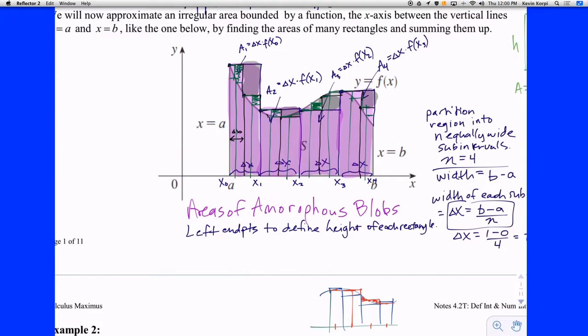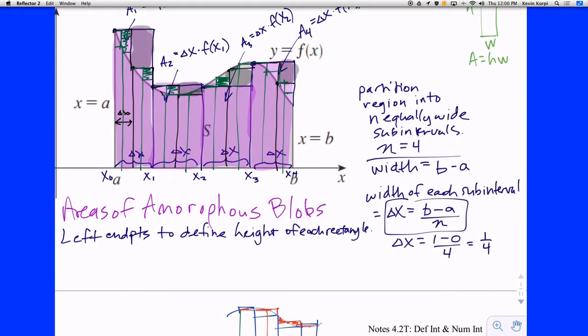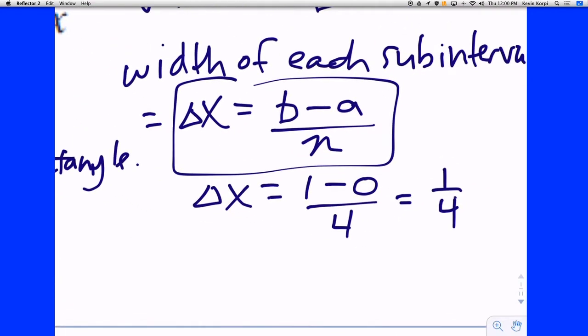But to figure out what the width of each subinterval is going to be, all you have to do is take your total width that you're trying to find the area on, which is from A to B, and divide it by the number of subintervals you're using, which we called n. So we called the width of each rectangle delta x, and in general it's b minus a, your total width, divided by n, the number of subintervals.